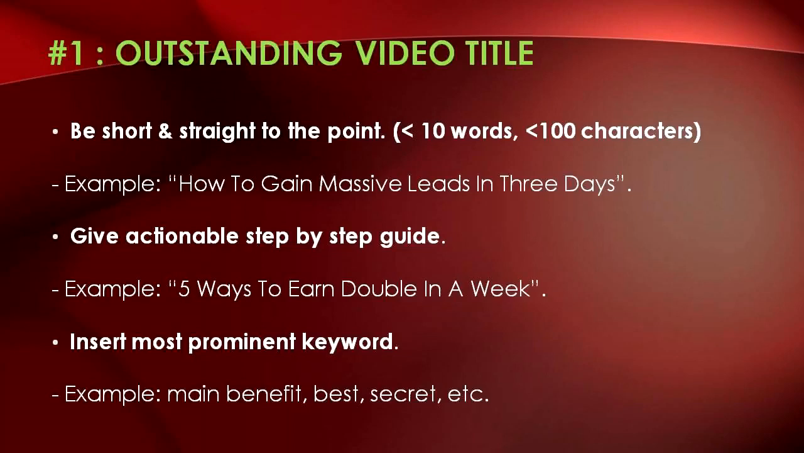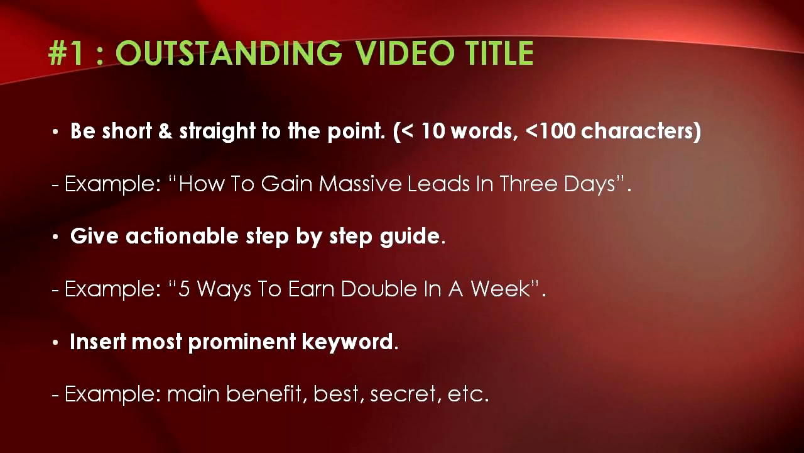This is to ensure clear communication to your audience. Most people do not read more than 9 words during their search. Therefore, a video title that can attract your audience's attention has to be clear and purpose-driven. To make sure that your audience will feel intrigued to click on your video, offer an actionable step-by-step guide. For example, 5 ways to earn double in a week. This kind of title will gain more interest than the usual ones because it's benefit-driven and solves a problem.